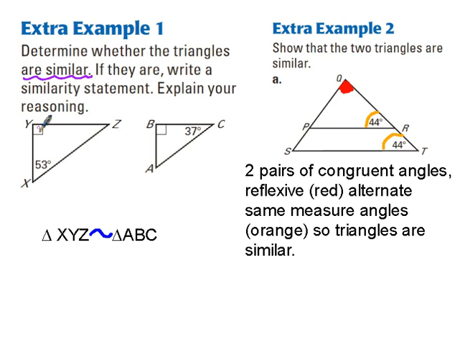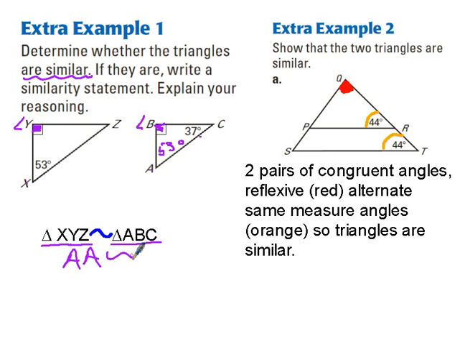So we have the right angles are congruent, so we can say that angle Y is congruent to angle B. And if angle C is 37, and we subtract it from 90, the sum of the two acute angles, we know this is 53. So we have angle X congruent to angle A. So we have triangle XYZ is similar to triangle ABC by the angle similarity postulate.